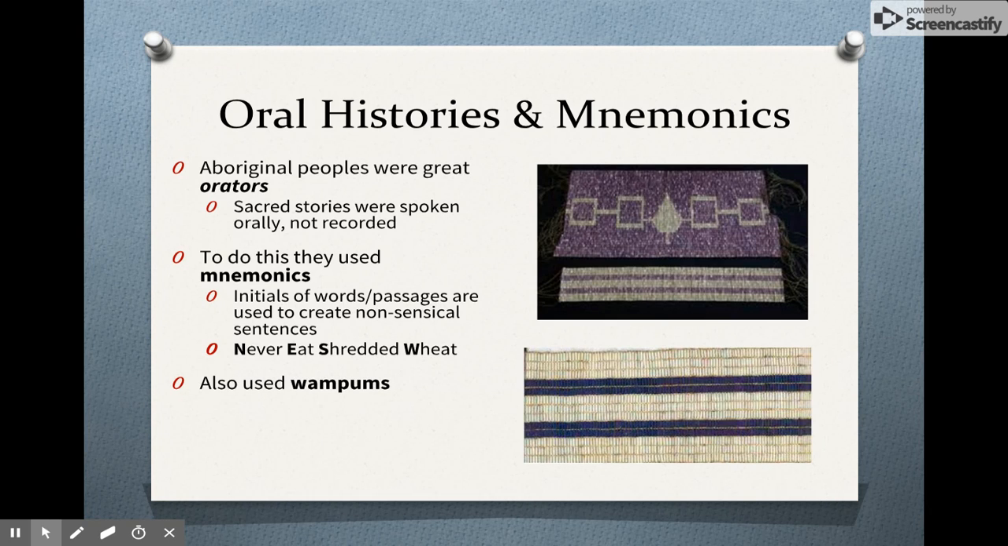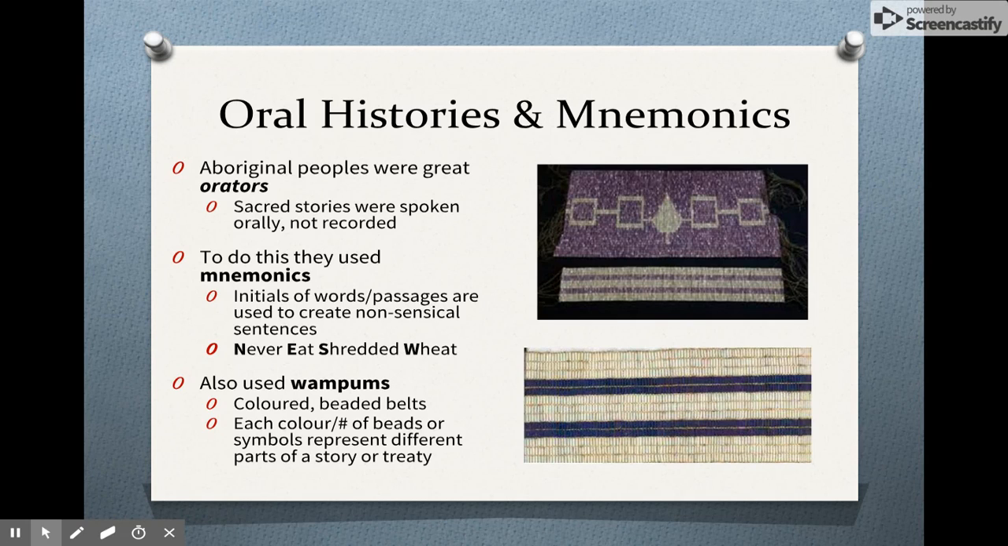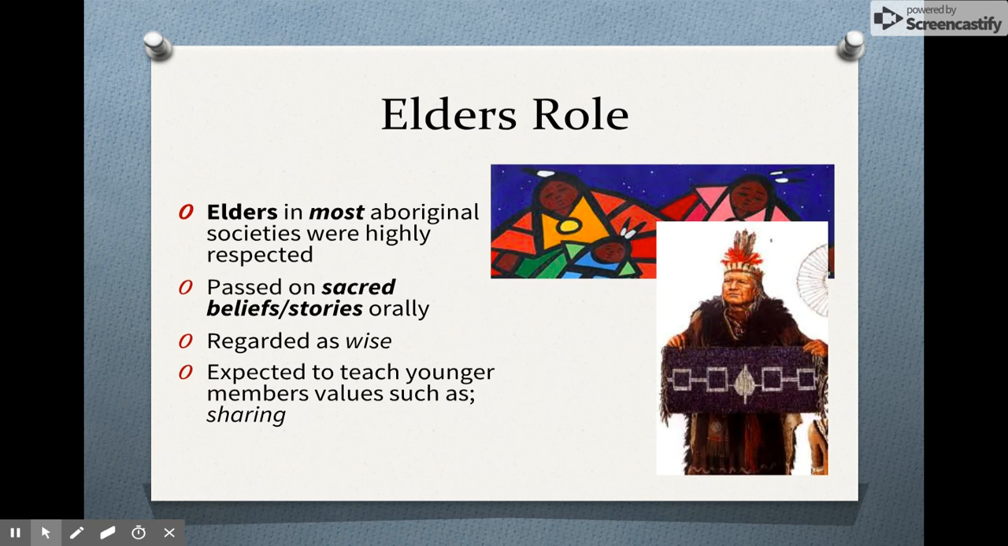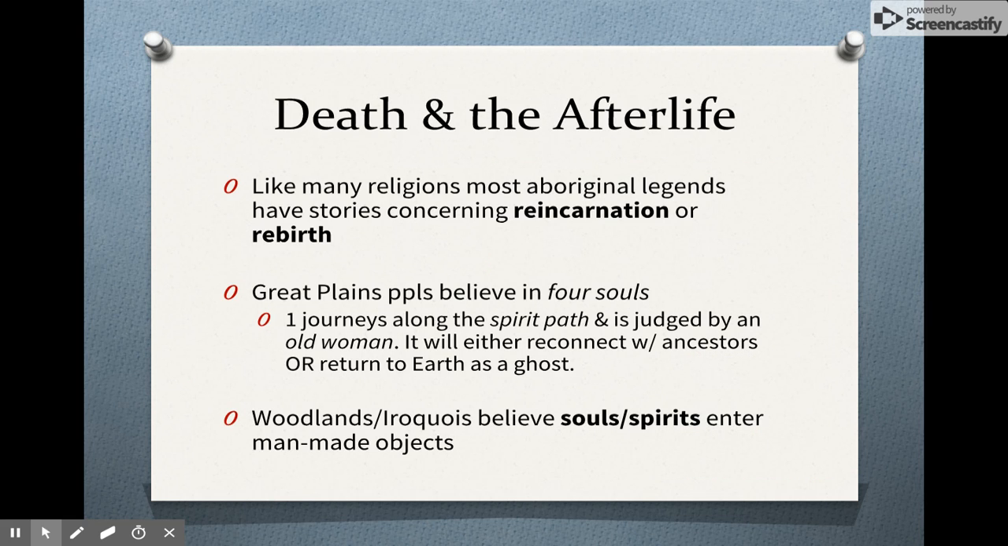Also, there were wampums that were used, the wampum belts, and these were basically colored beaded belts. And each color and number of beads or symbols represented a different part of a story or a treaty. The elders' role. Elders in most Aboriginal societies were highly respected and are still highly respected to this day. They passed on sacred beliefs and stories orally, and they were regarded as wise. They were also expected to teach younger members values such as sharing.